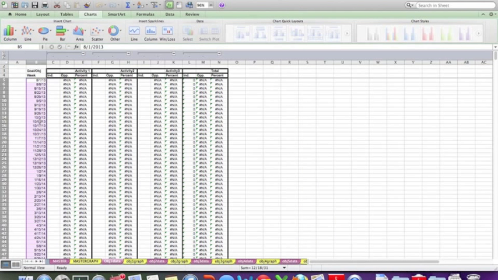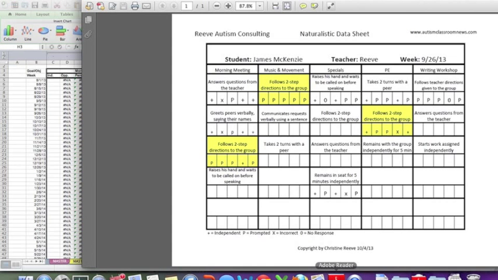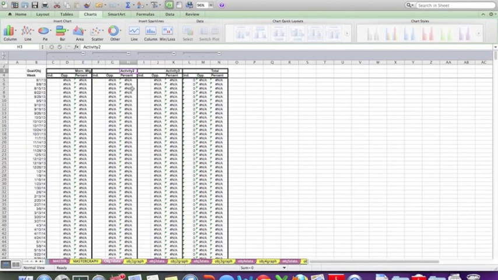What you see on the side are weekly dates. They are set up so that it's done on a weekly basis because you're taking a weekly sample. Any dates that you don't need, you don't use. It's set up for the 2013-2014 year, and I try to keep it updated. So in this case, activity 1 might be morning meeting. Activity 2 would be music and movement, so I'm going to call it M&M. And activity 3 is going to be PE.